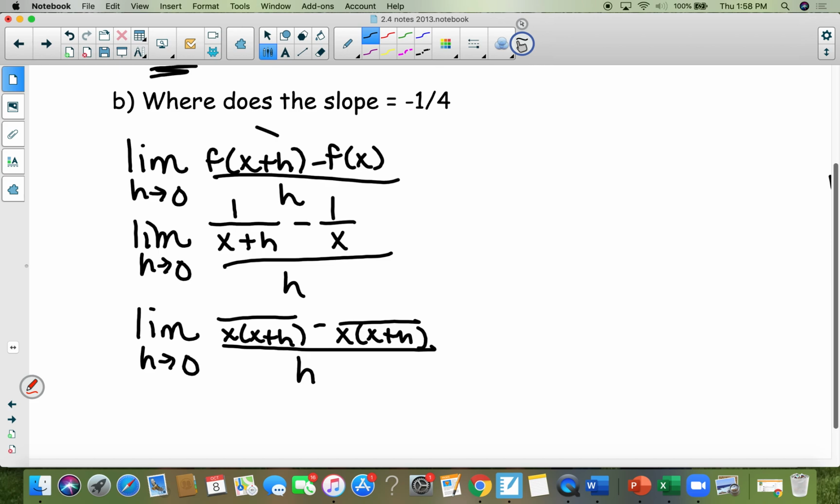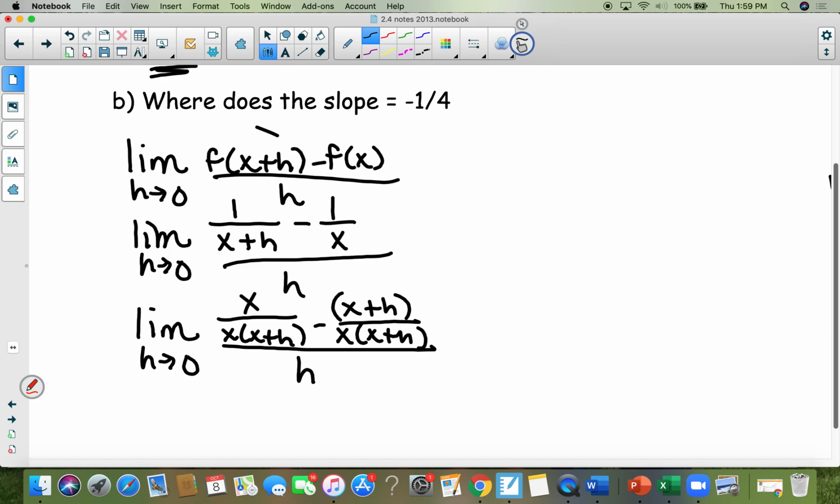I look at the old denominator and the new denominator, and the difference between that is an x. And the difference between this one is an x plus h. And I put that in parentheses because you have a minus sign, which means you have to take the opposite of both of them. I would definitely put it in parentheses.